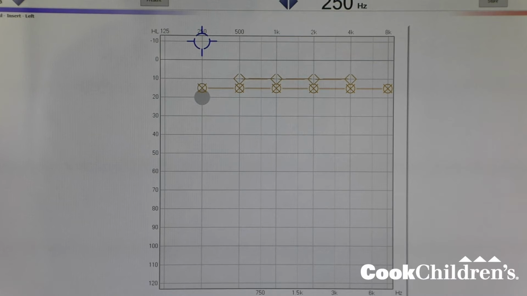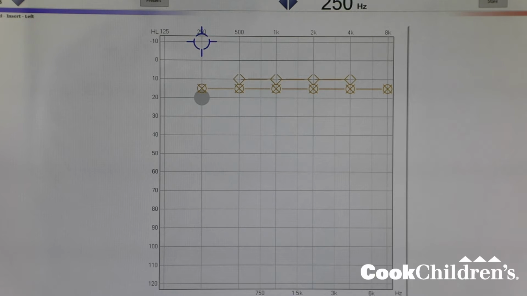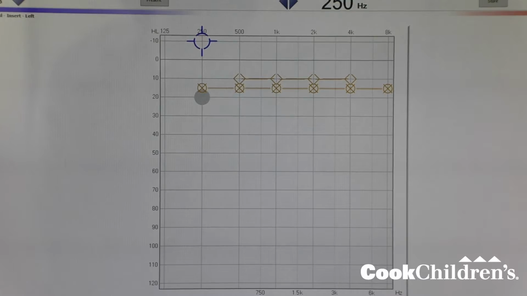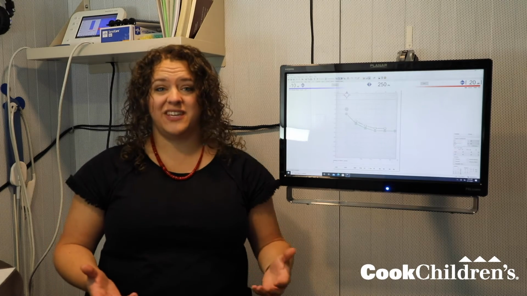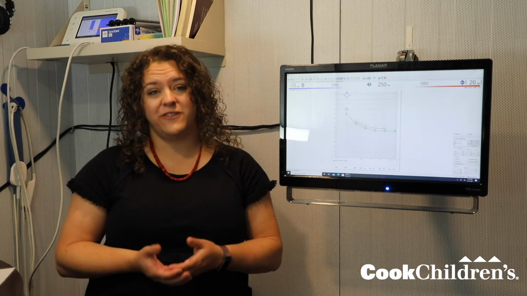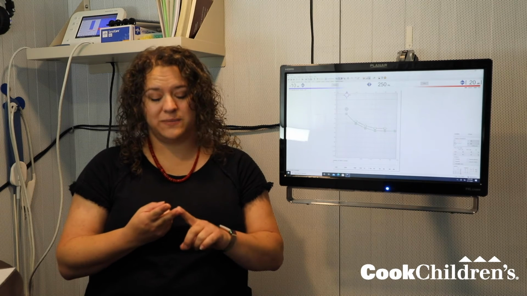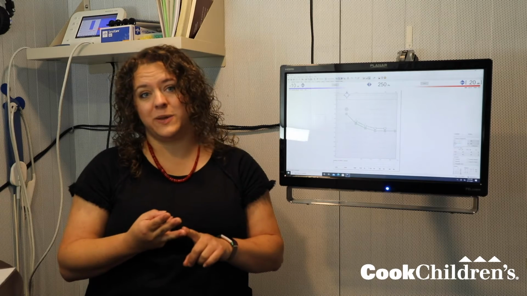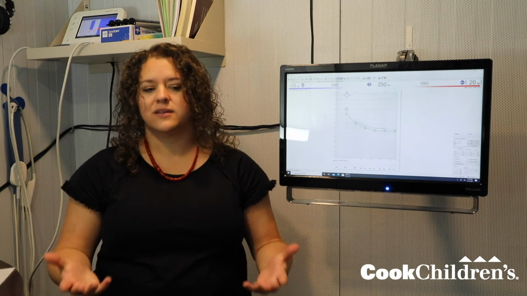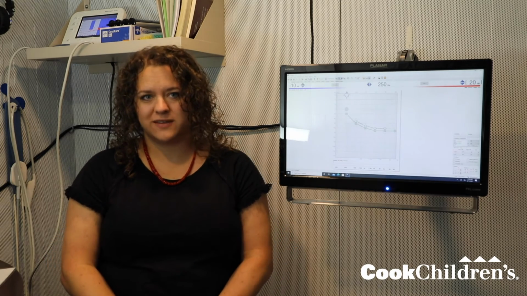If we pull up the X's and O's again, you can see with this hearing test, this child had normal hearing because everything is at the top of the graph. If your child does have a hearing loss on their test, there are 3 different kinds of hearing loss they may have. It could be conductive, it could be sensory neural, or it could be a mixed hearing loss. So let's go over what all of those are.